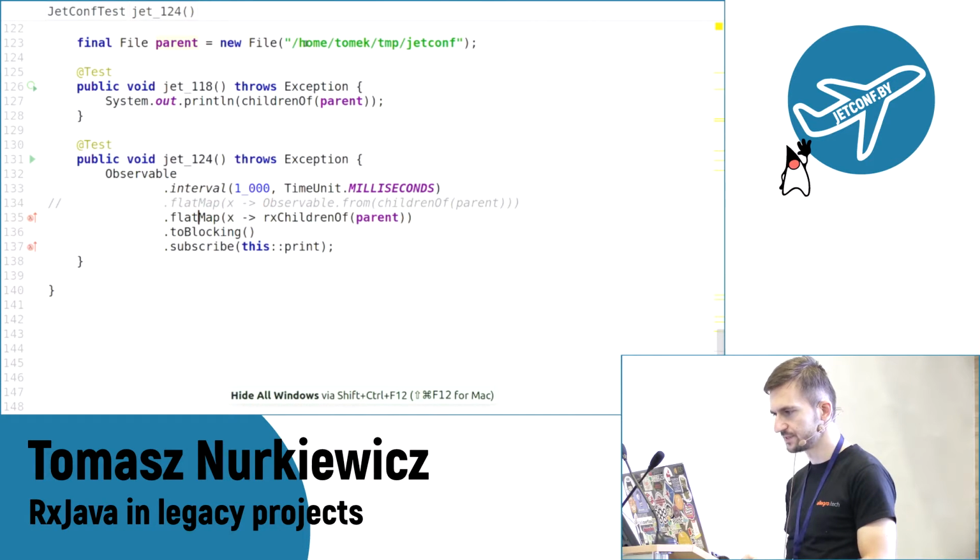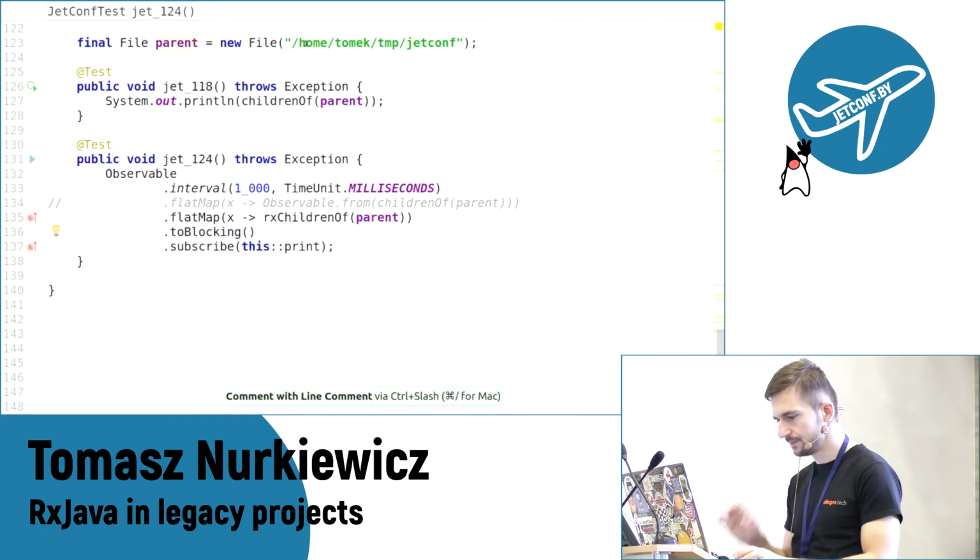So once again, if this just was a map, let's keep the old code. If this just was a map, I would get a list of files. Now I get an event for each file. So what was the reason of doing all of this?